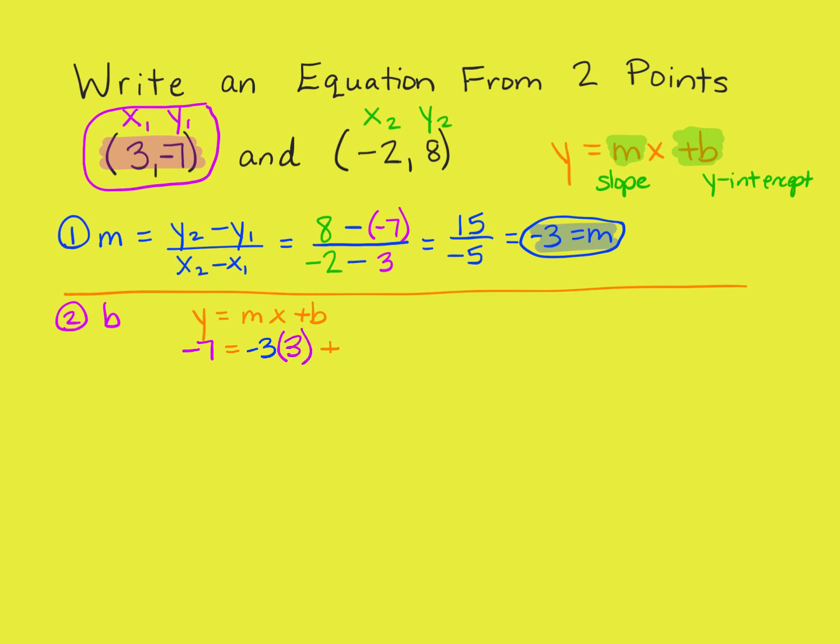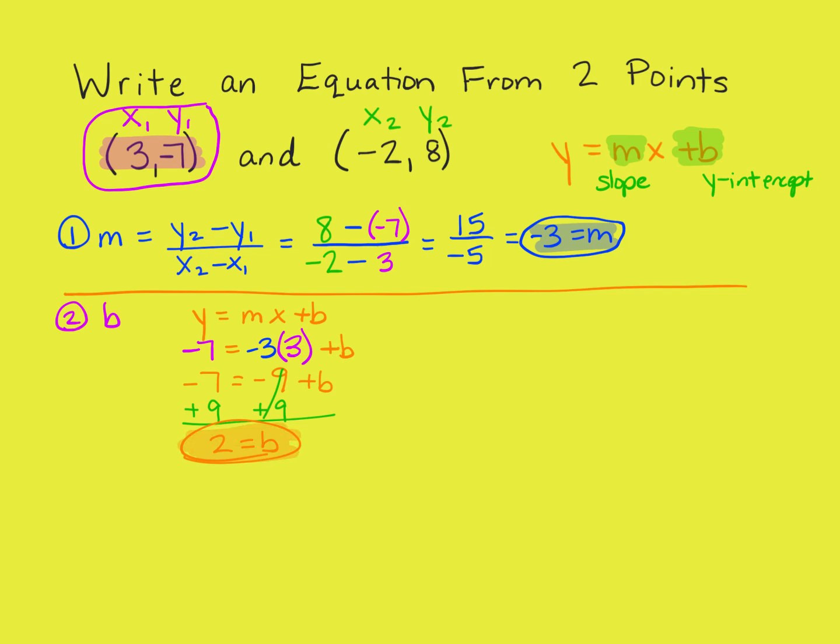And our only unknown is b, so I'm just going to write it down and I'll simplify this. So when I simplify, negative 3 times positive 3 is negative 9. And now we just have a little one-step equation. We will solve by adding 9 to both sides to get b by itself. And that gives us 2 is b. So now I know that b is 2.